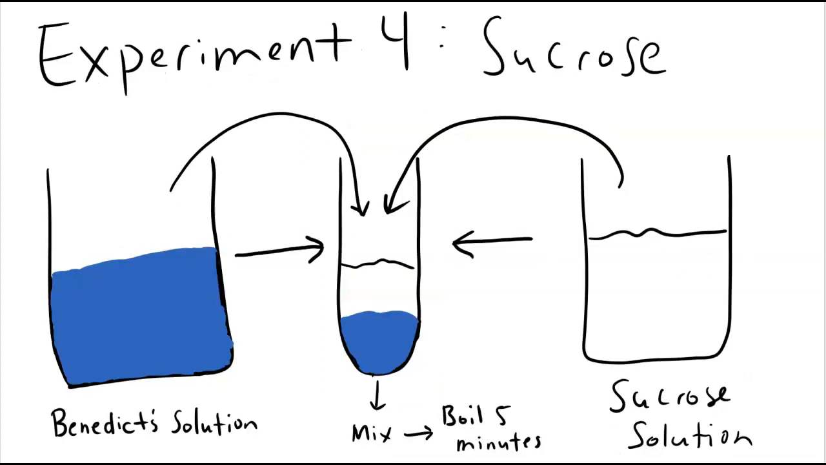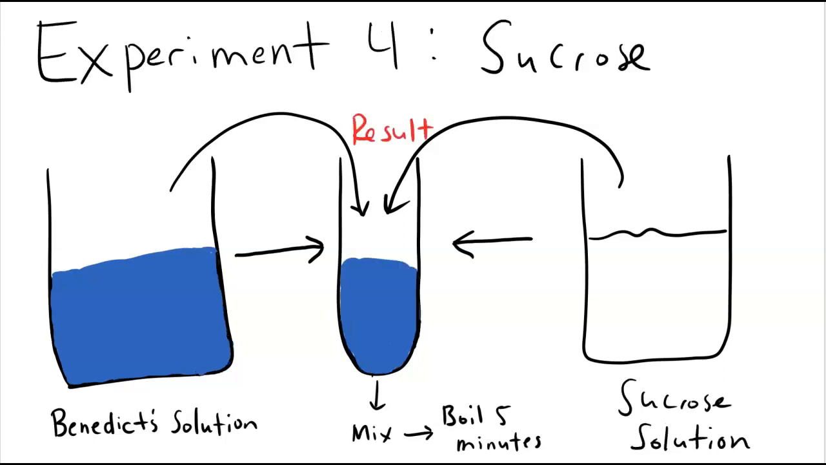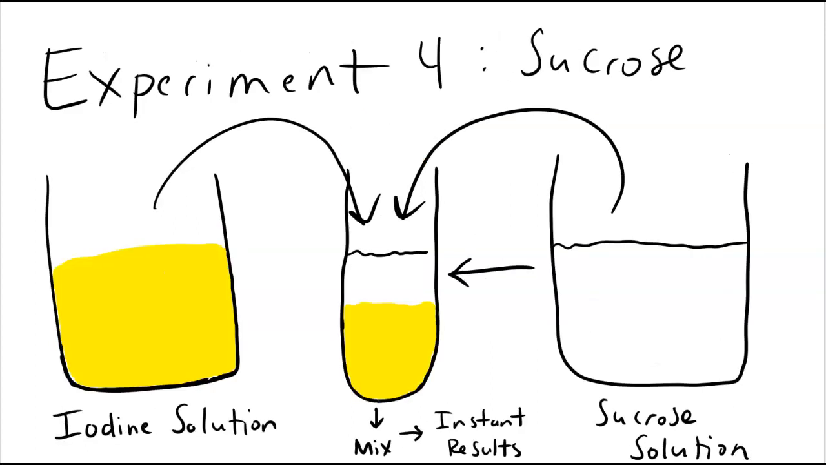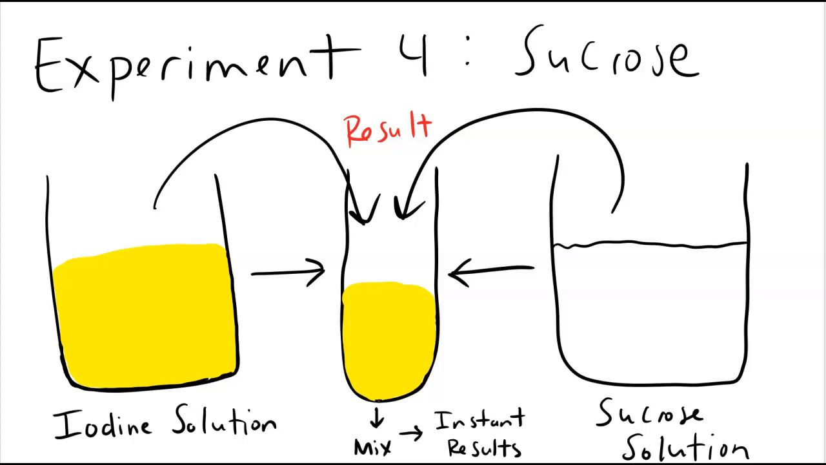For experiment 4, we're going to test sucrose. You may recall from class that sucrose is a disaccharide. So we put sucrose in the Benedict's test. Here is your result for the Benedict's test. We also put sucrose into the iodine test. And here is your result for the iodine test.